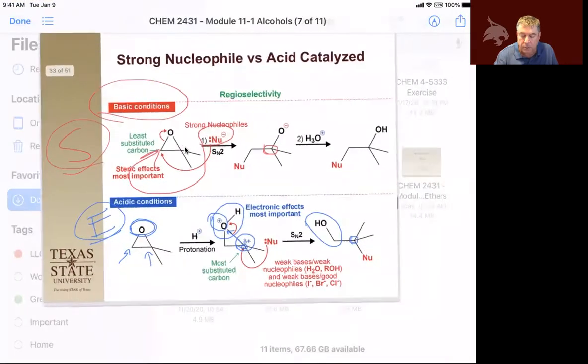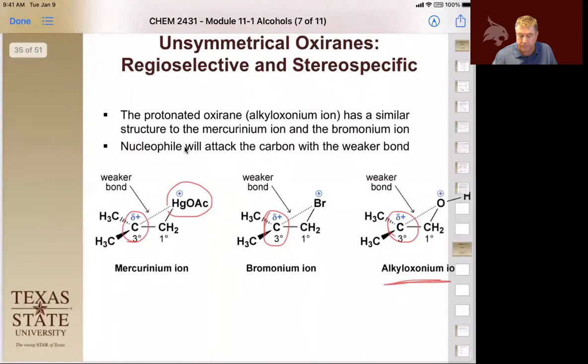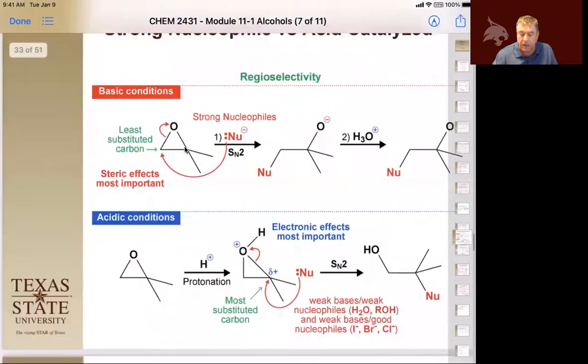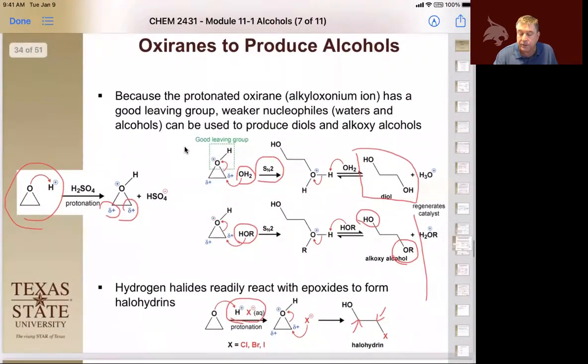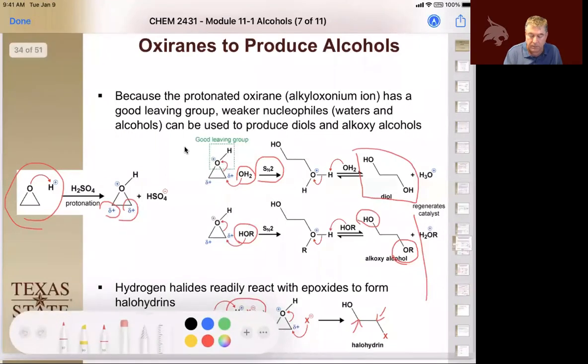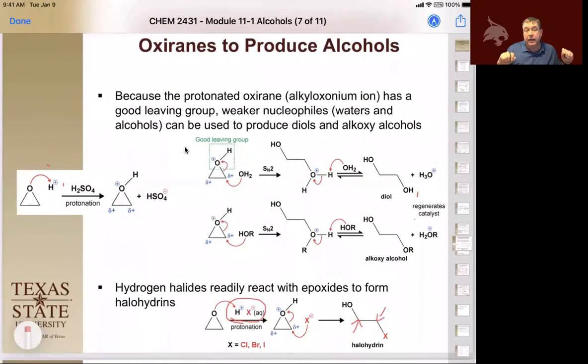Okay, so what does that look like? Oops, it's down here somewhere. All right. So if that's true, then we can actually use that to our advantage to make a bunch of different things. Okay. So in the case of looking at it in a different way, we can actually create new functional groups where we can get a difunctional material as a diol, or reacting with a very poor nucleophile like an alcohol, we can actually get to that ether as well.